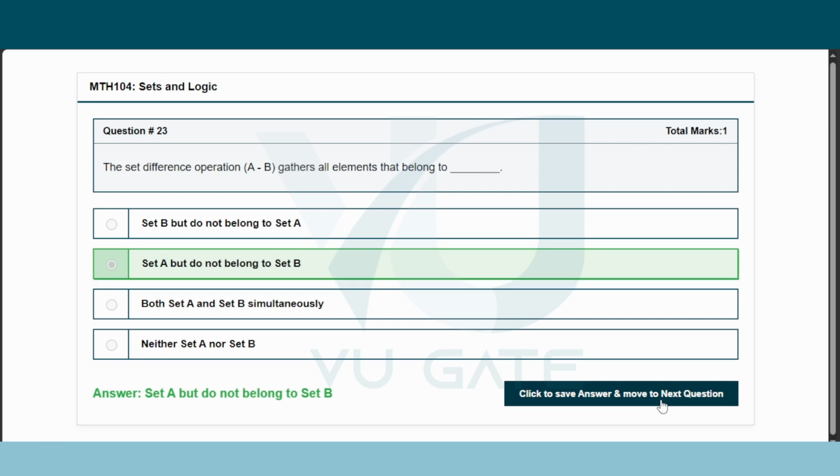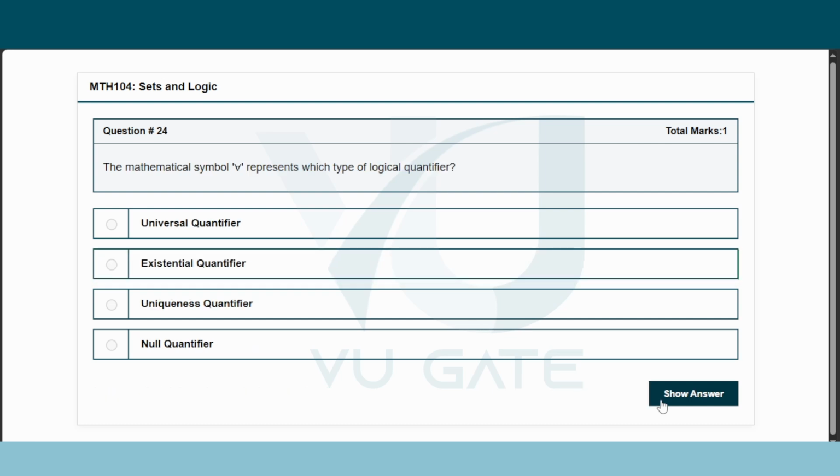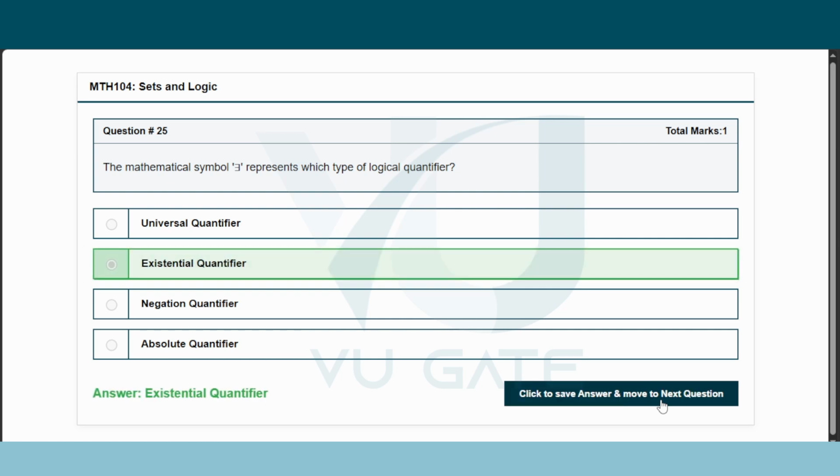Question number 24. The mathematical symbol resembling an inverted A represents which type of logical quantifier? The correct answer is universal quantifier. Question number 25. The mathematical symbol resembling a backward E represents which type of logical quantifier? The correct answer is existential quantifier.